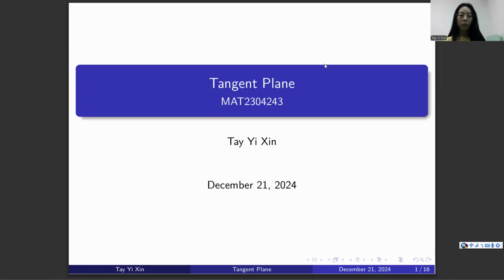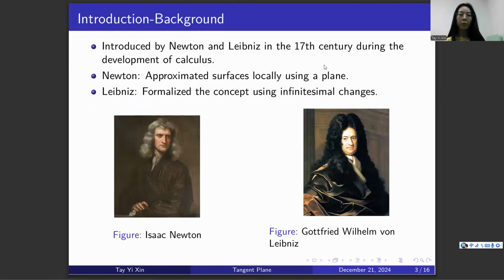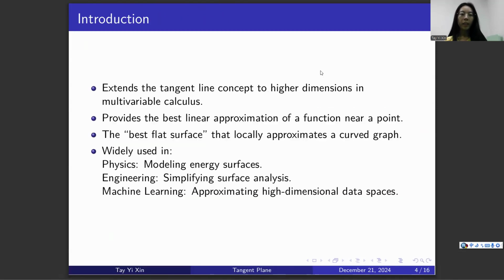Today, I will introduce the concept of the tangent plane, a fundamental idea in multivariable calculus. The tangent plane was first introduced by Newton and Leibniz in the 17th century during the development of calculus. Newton proposed using a plane to approximate a surface's local properties, while Leibniz formalized the idea with the concept of infinitesimal changes.